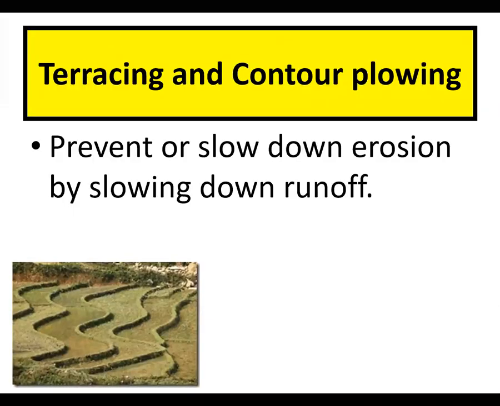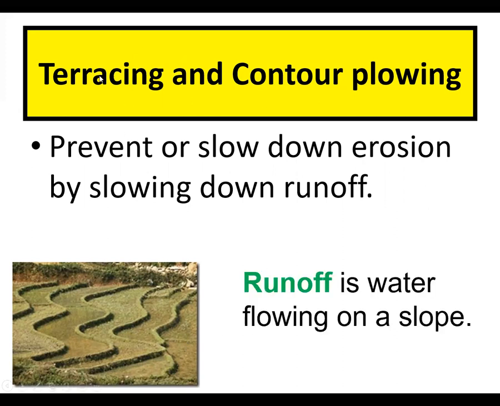Terracing and contour plowing come together. So here, terracing and contour plowing prevent or slow down erosion by slowing down the runoff. Runoff is water flowing on a slope. So look at this one. When the water flows here, it would be like a staircase. And since it's like a staircase, the water flows slower. And again, if you slow down the runoff, you slow down the process of erosion.